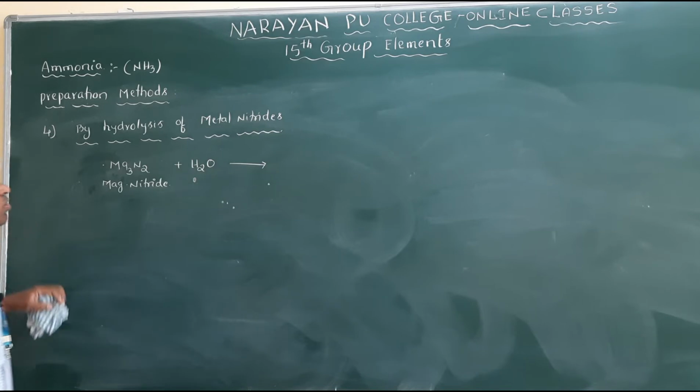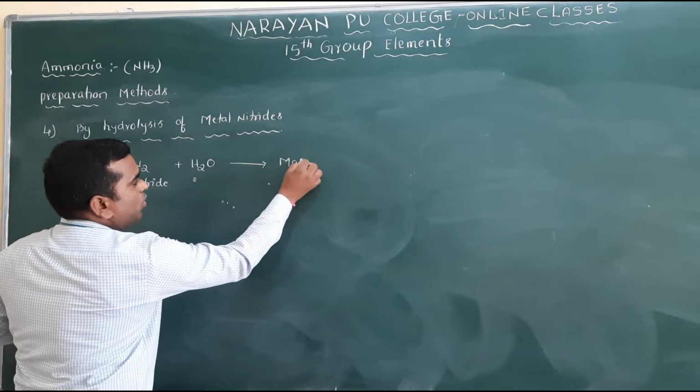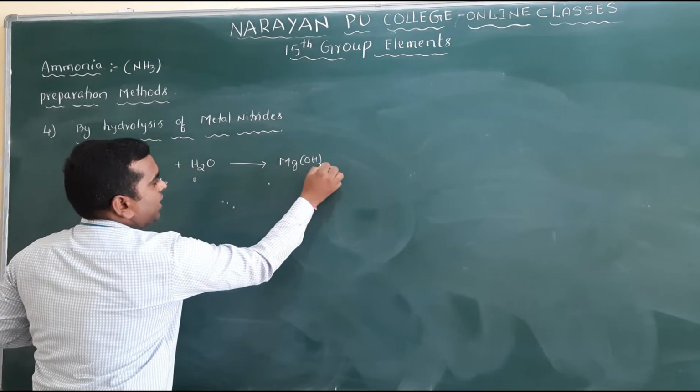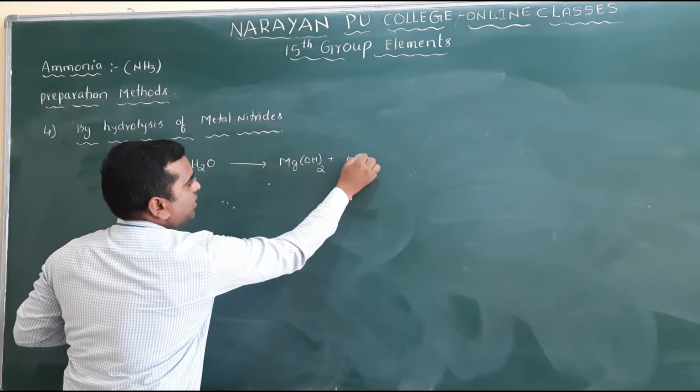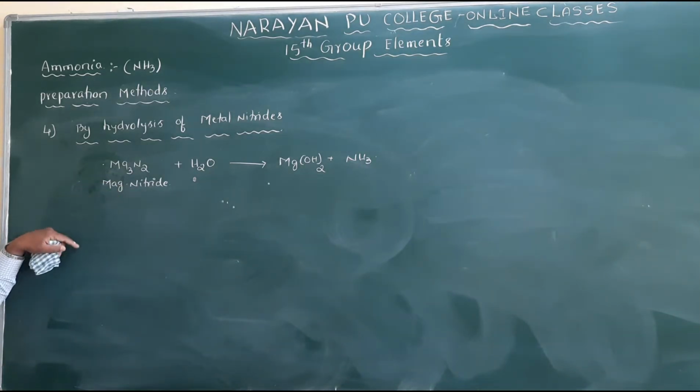Clear? So then what you will get? You will get the compound magnesium hydroxide plus ammonia. Magnesium hydroxide plus what? Ammonia. Previously we have already discussed. Now balance the equation.